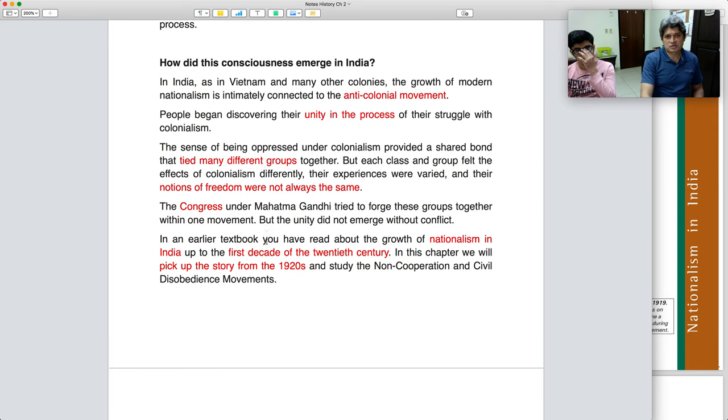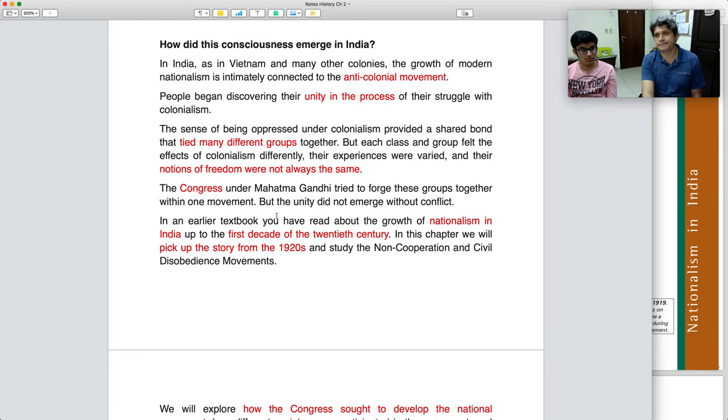So how did this consciousness of nationalism emerge in India? The Britishers were colonial powers in many parts of the world, like in Vietnam, and they were here in India also. So the sentiment of anti-colonial movement, that they are going to fight the colonial powers, connected people and brought them together. It was a unity in the process of their struggle with colonialism. You're getting me, right? So everyone will unite to struggle and fight against colonialism.